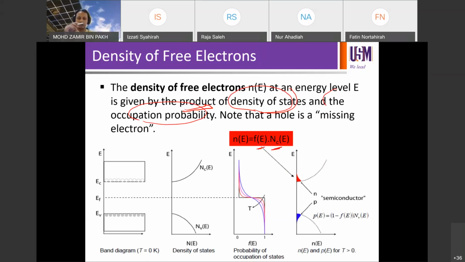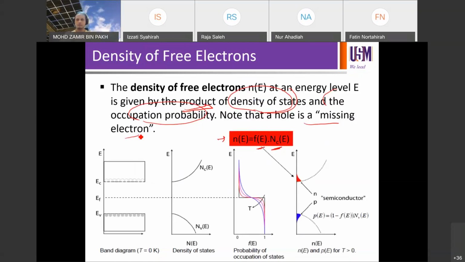So if you want to calculate your density of free electrons, you need to use Ne equals Fe times NcE. Or if you want to calculate your density of free holes, on the other hand, you need to use Pe equals 1 minus Fe, which is the probability of finding a hole, times NvE. So it's just the opposite of what is shown here. Note that a hole is a missing electron.